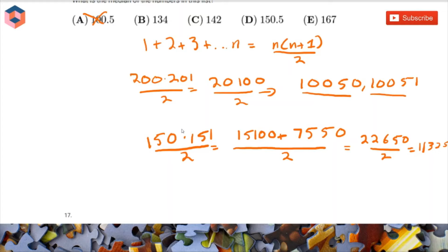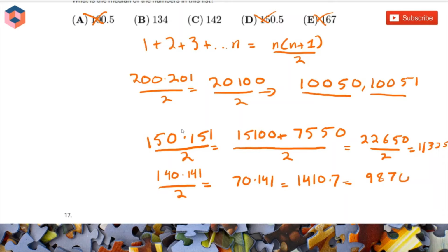So let's try 140. That seems like a good guess. Plus, if it's too low, we can also rule out B. Now we can rule out D and E since our answer is less than 150 and these numbers are more than 150. 140 times 141 divided by 2 is 70 times 141, or 1410 times 7, which would give us 9870, because 14 times 7 is 98, 70, because 10 times 7 gives us 70. Well, this is less than these numbers, so 140 is too less, 150 is too much. So that means our answer is between 140 and 150. And the only answer choice that satisfies that is C. So our answer is C for question number 16.